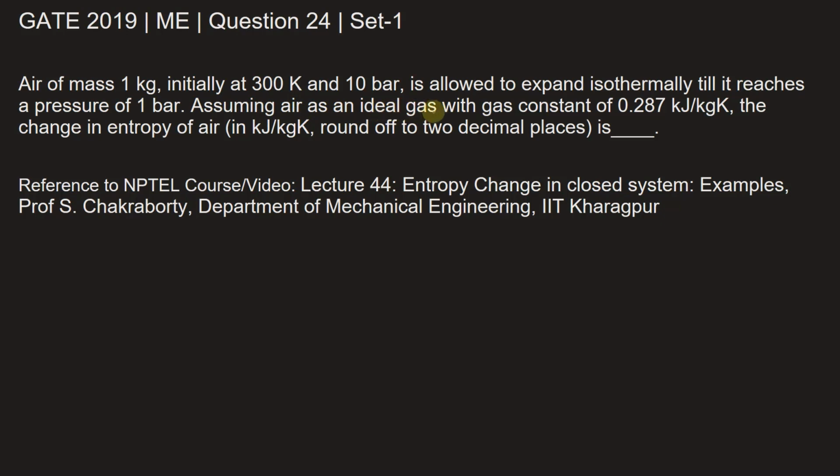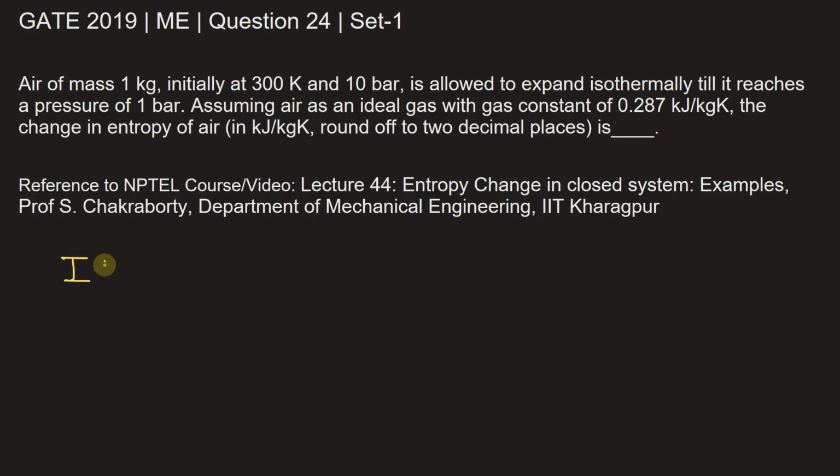Assuming air as an ideal gas with gas constant of 0.287 kilojoule per kg Kelvin, the change in entropy of air in kilojoule per kg Kelvin rounded off to 2 decimal places is. So we need to find the value of change in entropy of air.